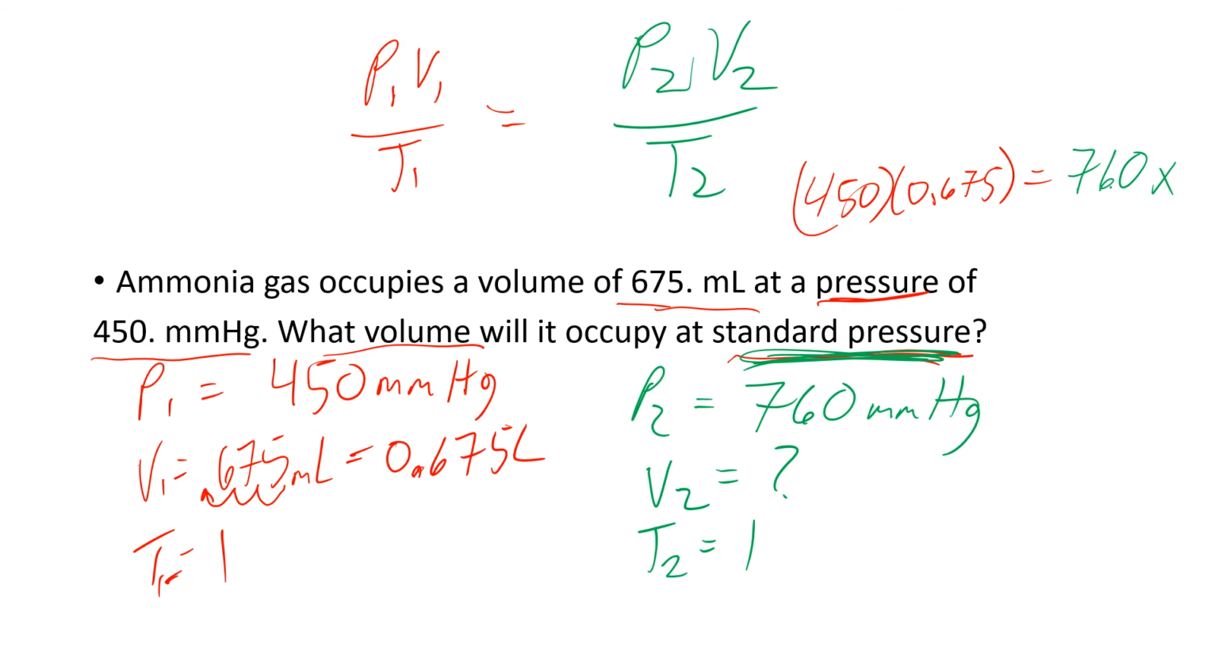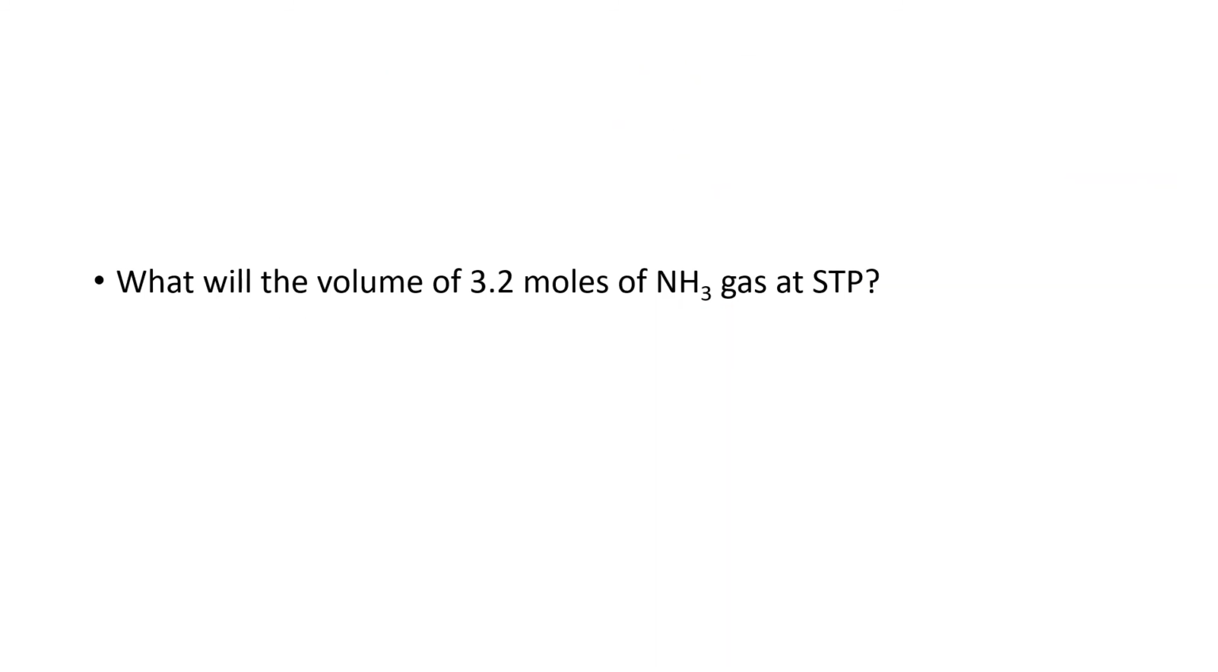So then to isolate that x, we got to divide the 760 over there. So your x is going to equal 450 times 0.675 and divided by 760. And you get 0.3996, or basically 0.4. So x equals 0.40. And those units are going to be liters, because that's our volume, right? So 0.40 liters. All right, moving on.